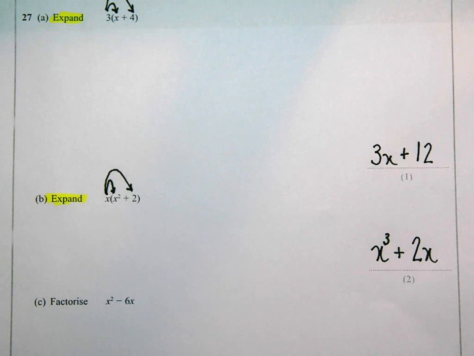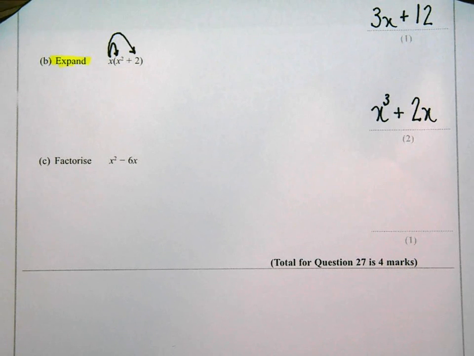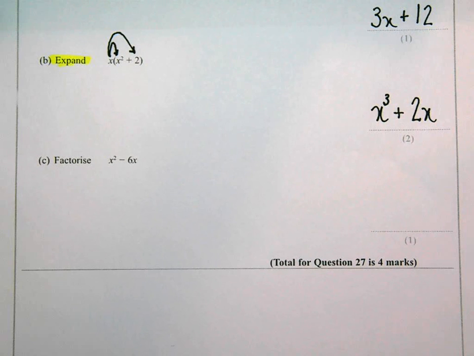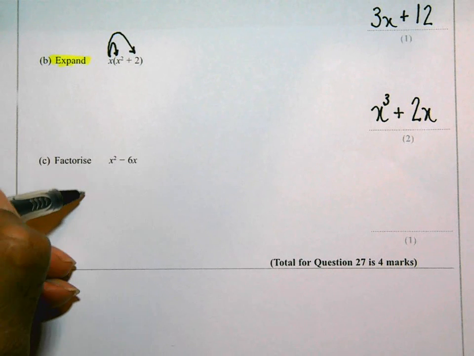Alright, going on to the last bit of this question. The last bit of this question says factorize. Now factorize means to put into brackets. It's the opposite of expanding or multiplying out. And if you've seen some of the previous exam papers, I've done this in a similar way.